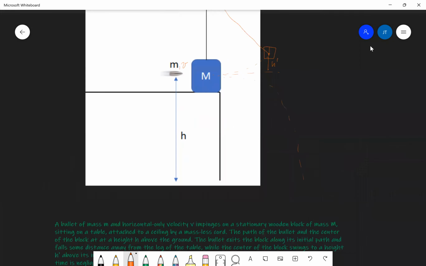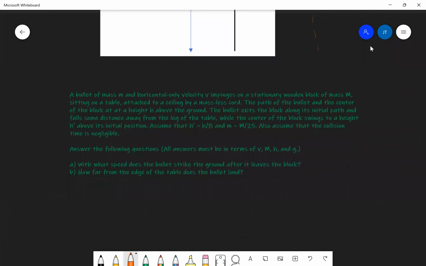Now we're going to answer some questions. So let's look. Here's the write-up of the problem, okay? And we need to get answers in terms of the initial velocity of the bullet, the mass m, big mass M, the height h, and gravity, okay? So we're given that the block swings to a height h over 8. And the mass of the bullet is the mass of the block over 25. Okay? So with what speed does the bullet strike the ground after it leaves the block?